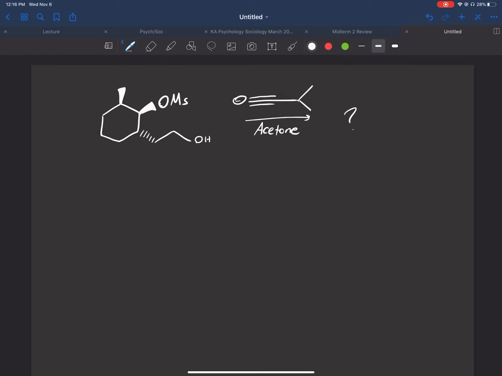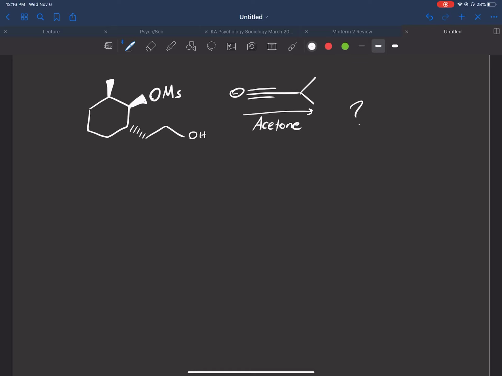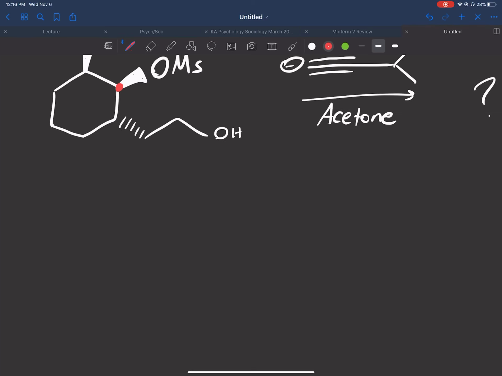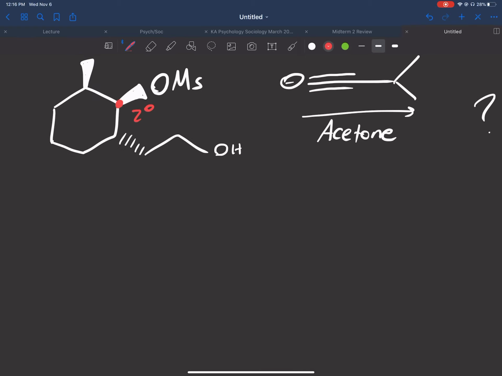Well, we have to first, again, figure out what our leaving group is. So we have OMs. Now, I didn't make a video on this stuff, but you guys actually already saw this in a lecture. OMs is a good leaving group. All right. And we can see that we have a secondary carbon right here. So we can't really eliminate SN1, SN2, E1, E2.